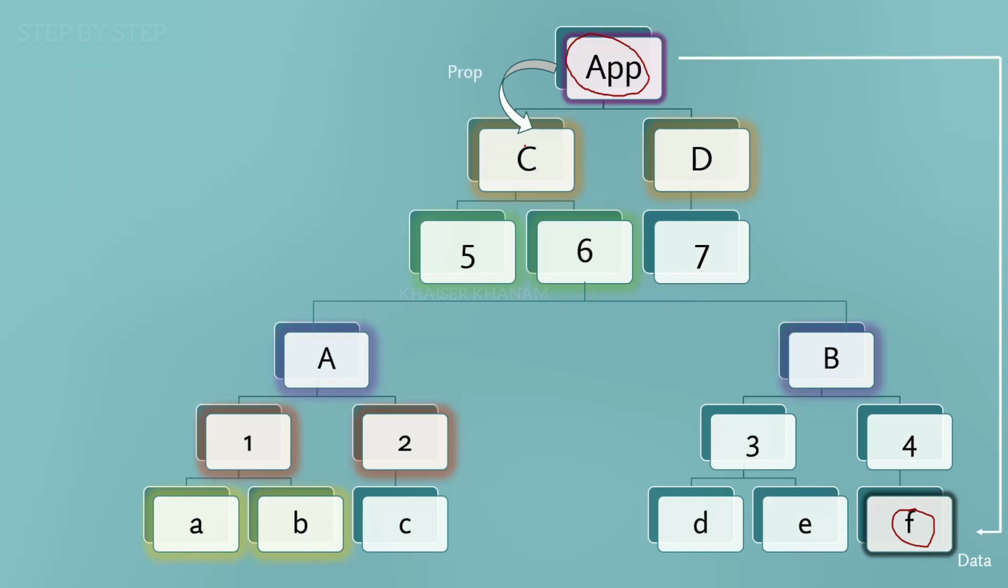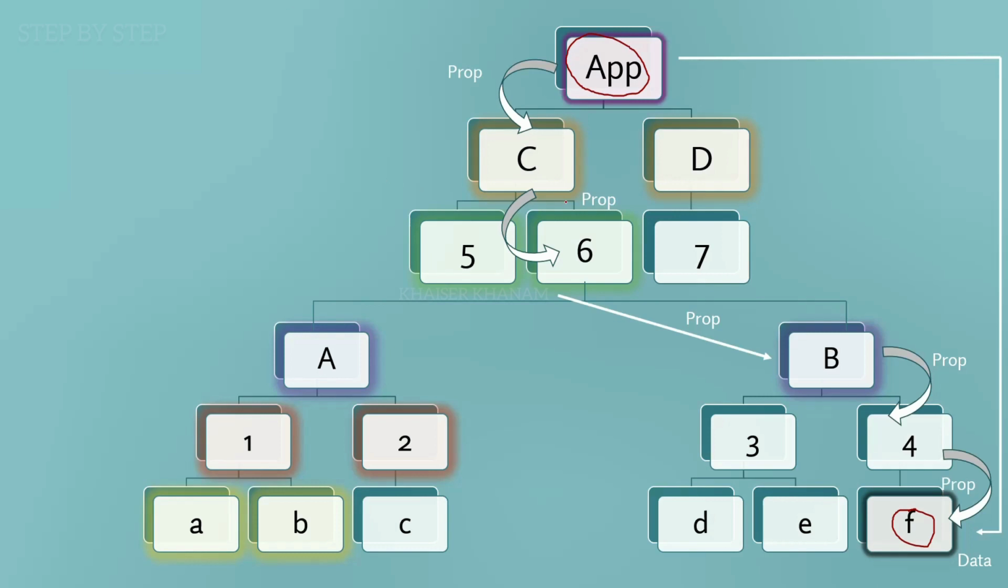Then again, I have to send from C to 6 as a prop. Then from 6 to B as a prop. Then from B to 4 as a prop. Then finally from 4 to F as a prop. You can see it seems so difficult, and when the complexity of the program increases, this code will become very, very difficult and very complex. If the requirement changes, sending the data to the main component and getting the data from there will be very confusing and also time consuming.